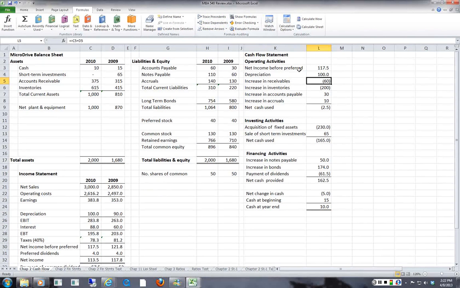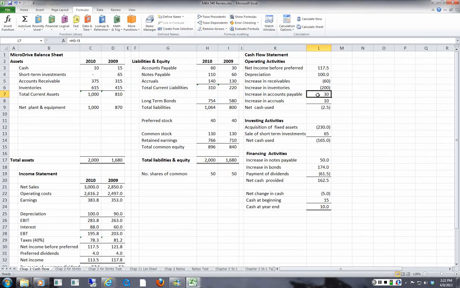Now we increased receivables, and you can see it. We went from 315 to 375, and that's an increase of 60. And so that increase reduces cash flow. The same is true with the inventories. Inventories go from 415 to 615. That's 200. So there was a 200 impact on cash flow for that.